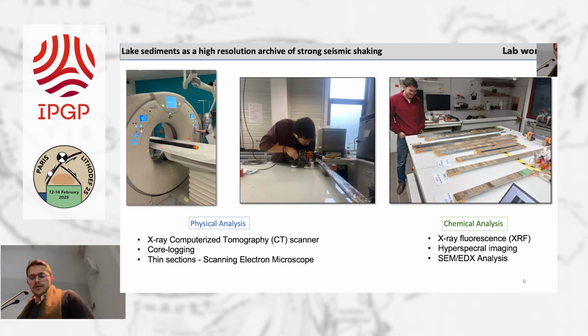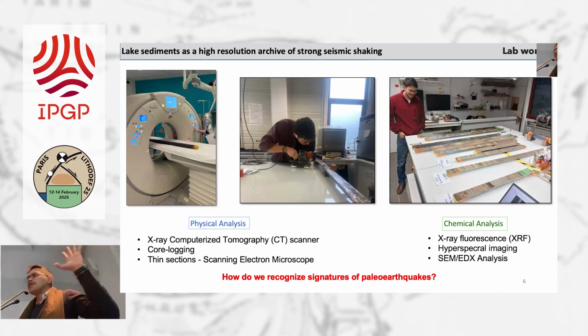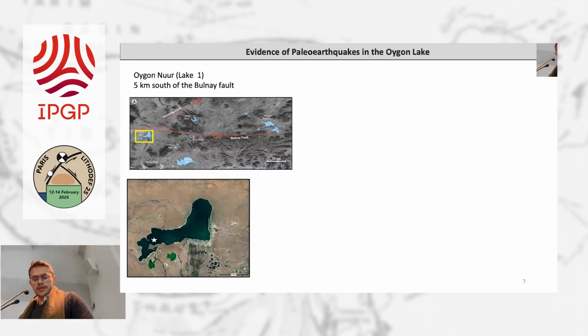into these cores. So once we have done all of these measurements, the question is, how do we recognize signatures of paleoearthquakes? Now let me take you lake by lake to answer the question. So we end up with 3 out of 7 lakes. The first one is here, the Oigon Lake, located 5 kilometers south of the fault.